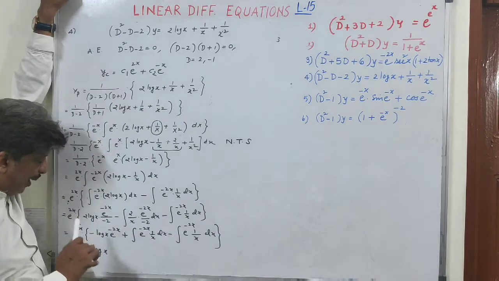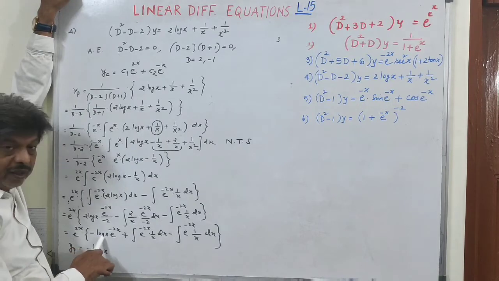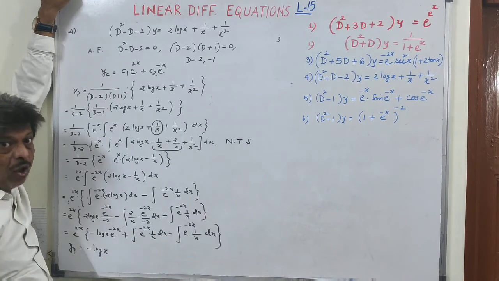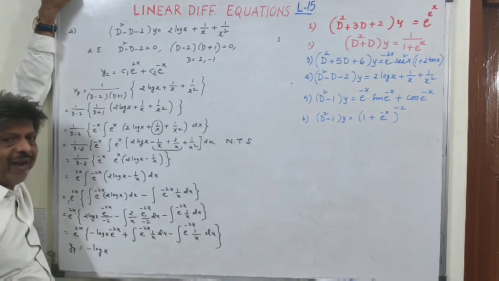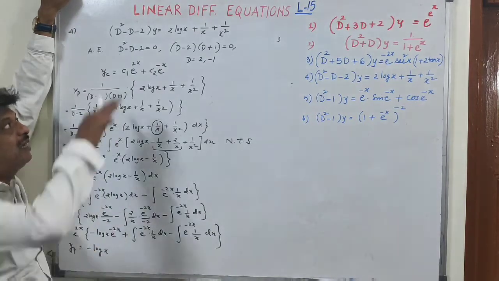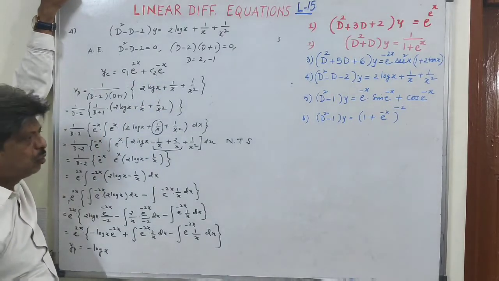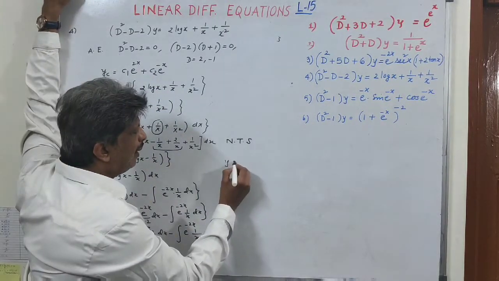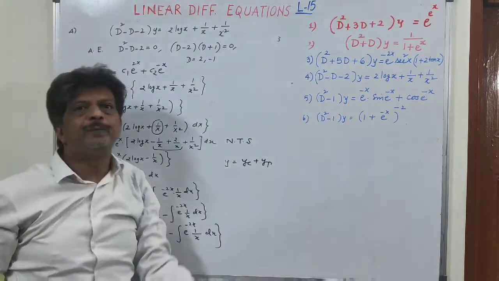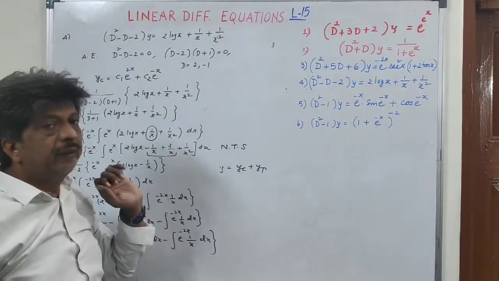So these two terms go, and we are left with e raised to power 2x times minus log x into e raised to power minus 2x. So it gives me minus log x as the final value of the particular integral of this example. We have already found the yc. So the general solution is y equal to yc plus yp. That is your final general solution of this given example.